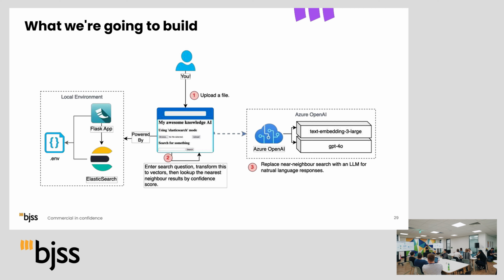The vectorization and searching is all done in Azure's OpenAI services through 2 models, a text embedding and a GPT-4 model. And we're going to replace our nearest neighbor searching with the GPT-4 in there, so we get to do a little bit of playing.